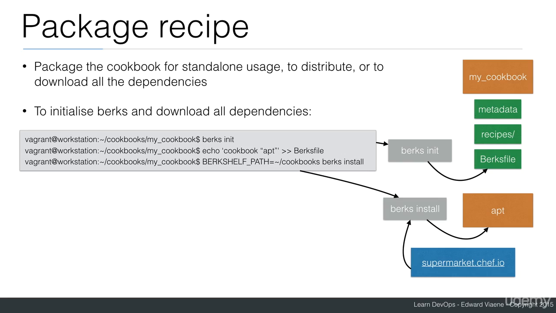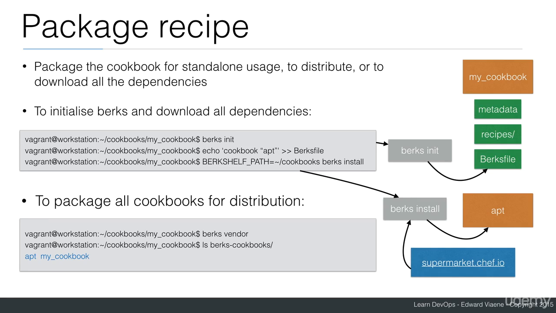To install the dependencies into the cookbooks directory, you can run berks install. It will fetch the cookbooks from the Chef marketplace. If you want to package all the cookbooks for distribution, use berks vendor. It will create a berks-cookbooks folder with all the dependencies and our own cookbook ready for distribution.